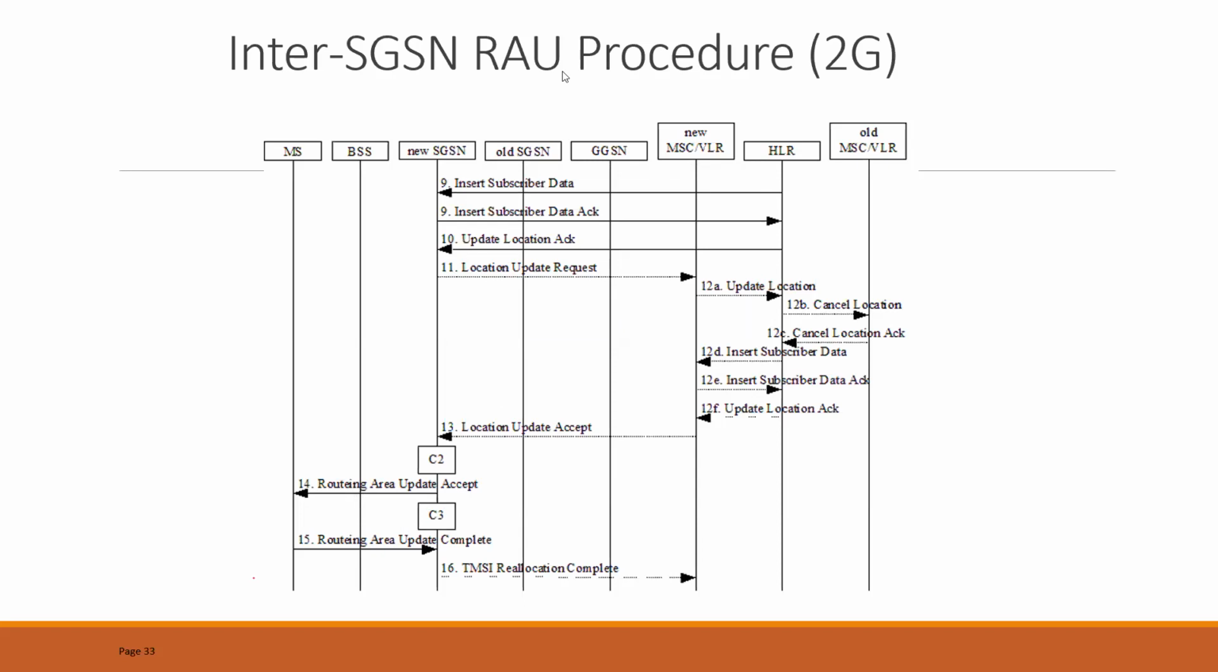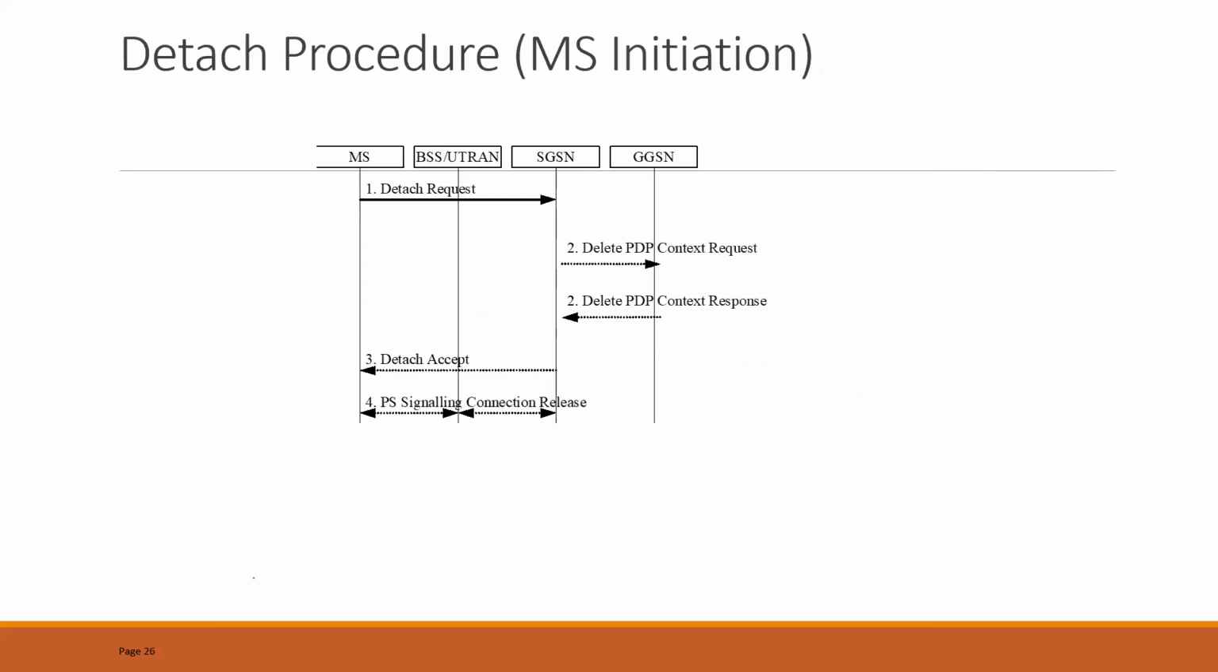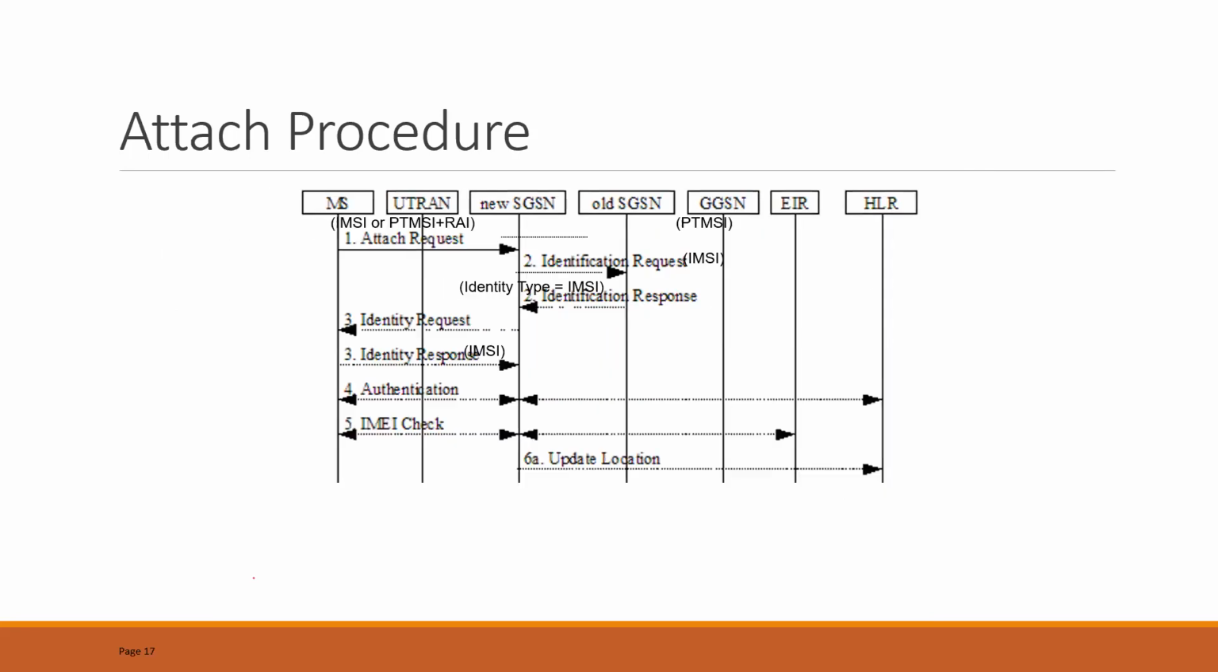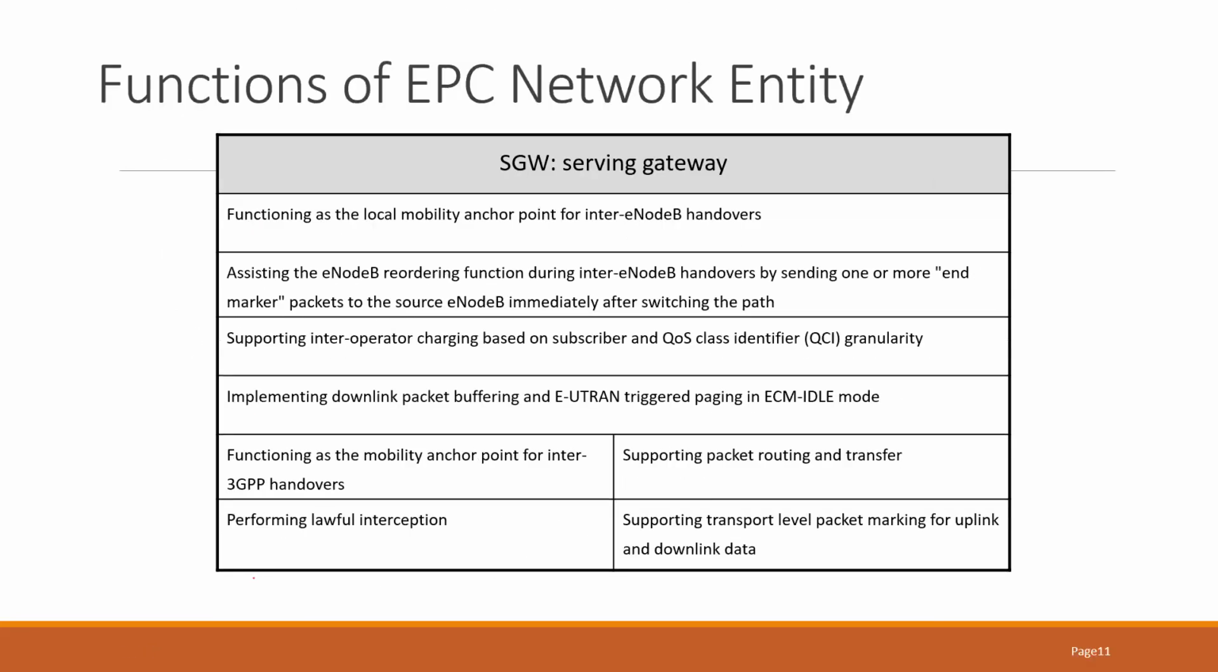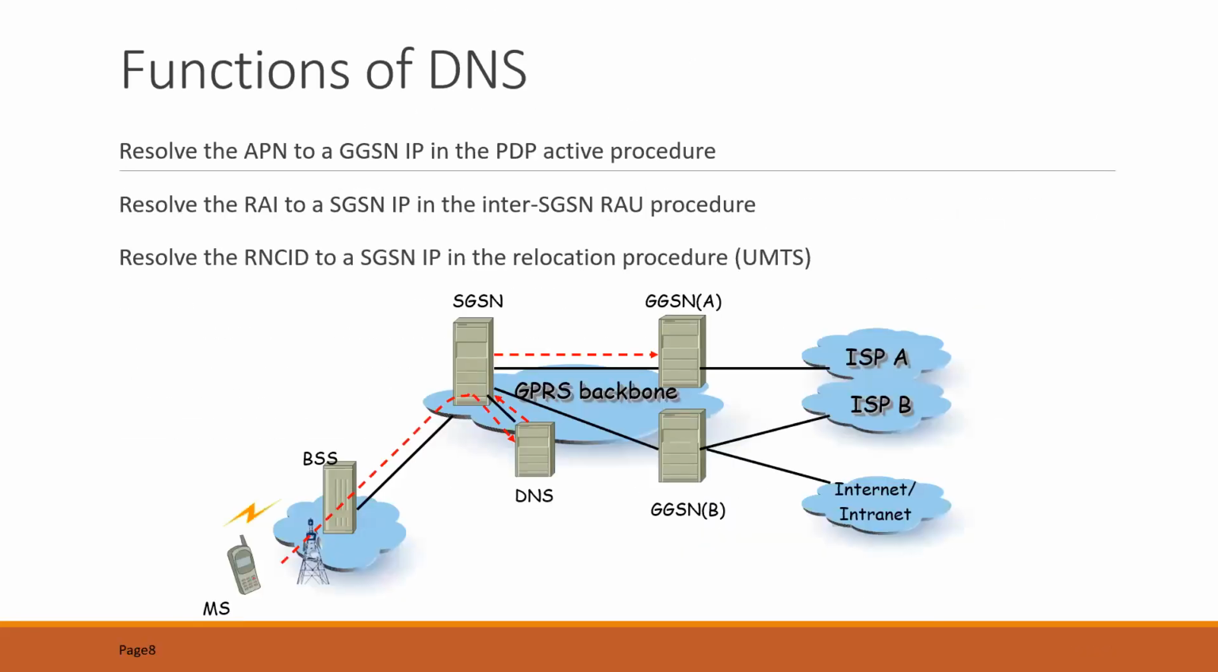Right. How does the new SGSN have information about which old SGSN to contact? For example, if you have 4 SGSNs. If you remember, when we discussed the DNS functionality, in DNS functionality, this resolves the routing area ID to the SGSN IP address in inter-SGSN.